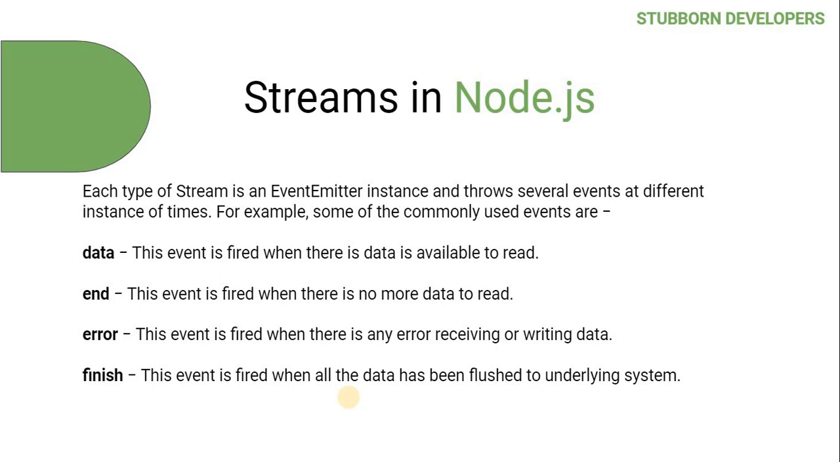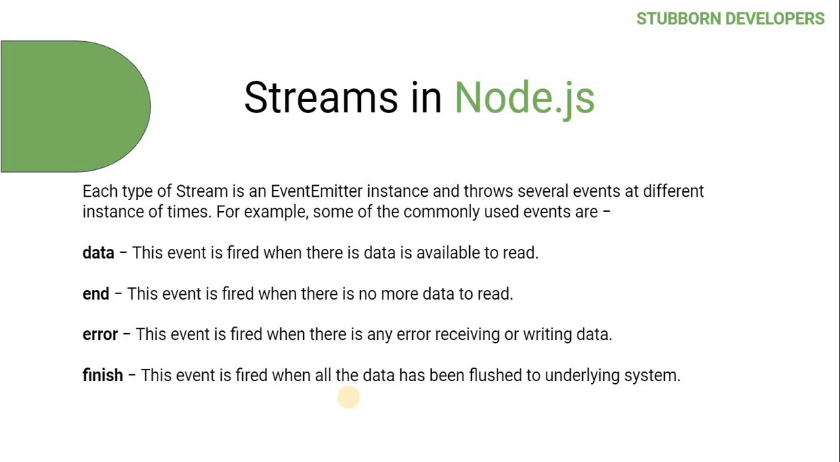So guys, each type of stream is an EventEmitter instance and throws several events at different instances of time. For example, some of the commonly used events are, these are basically events which we have already discussed in my previous videos as well. So the first event which is used in streaming is data. This event is fired when there is data available to read. We will implement this.